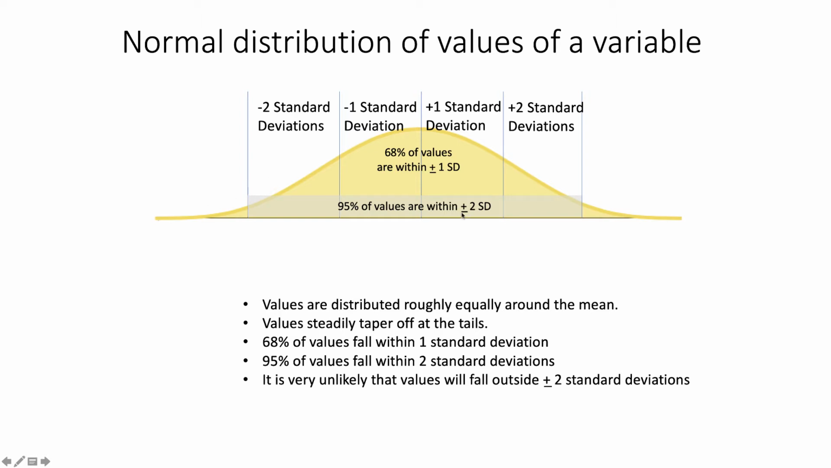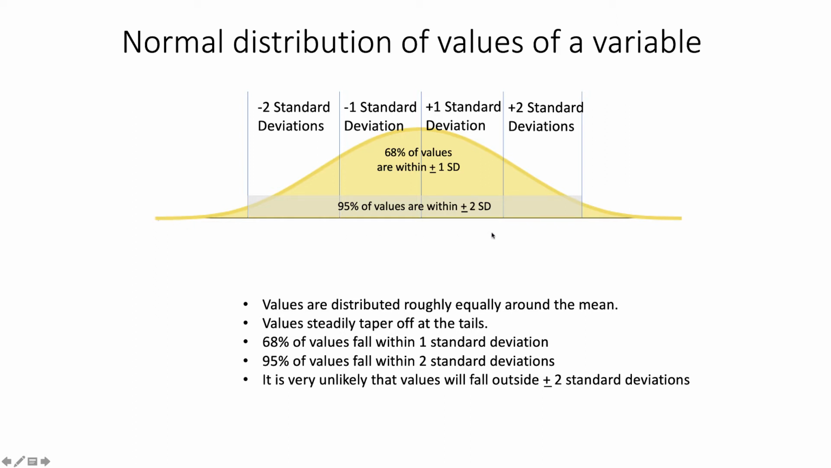A normal distribution has values that are distributed roughly equally around the mean, so about the same number of values above the mean as below the mean. And also the values steadily taper off at the ends. And so you get fewer and fewer cases at these higher values and at these lower values.